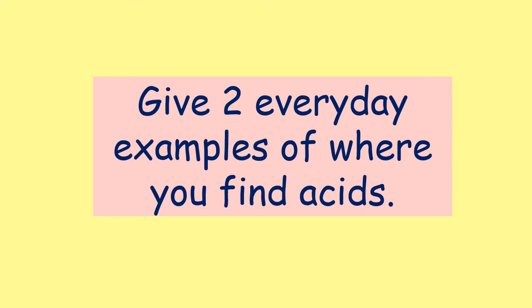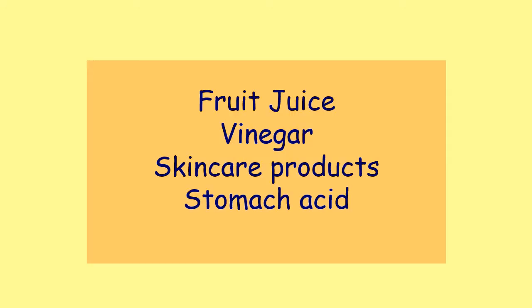Okay, so now this is: give 2 everyday examples of where you might find acids. So either things that you encounter that contain acids in your everyday life, or acids that you encounter on their own. So just 2, but there are lots more than 2, obviously. So here's some: fruit juice, vinegar, skincare products. You could say your stomach, that's acidic. You might have said wasp stings, those are acidic. Sugar is also acidic.